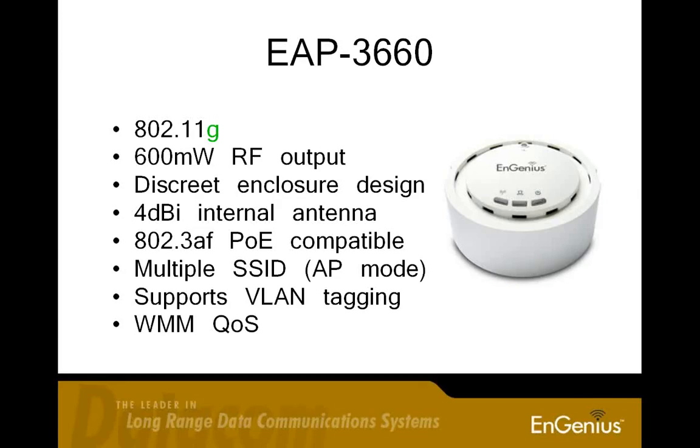The EAP 3660 is an 802.11g access point. It's basically similar to the ECB 3500, but is tailored more for a hotel type deployment. As you can see, it has a smoke detector type enclosure, has a 4 dBi internal antenna. The specs are similar in its capabilities, except it does not have all the multiple modes as the ECB 3500.